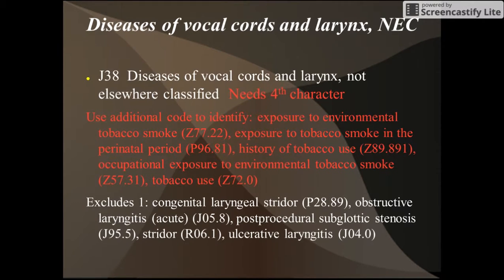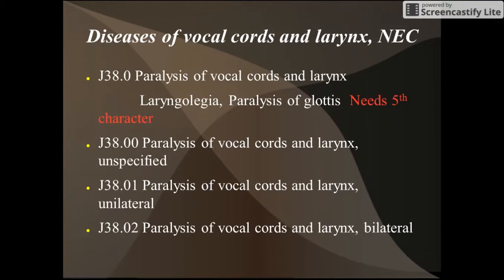J38. This is diseases of vocal cords and larynx, not elsewhere classified. Again, we're going to need a fourth character and a code to identify exposure to tobacco smoke. J38.0 is paralysis of vocal cords and larynx. And that fifth character is going to identify what side is paralyzed or if both are paralyzed. So J38.00, paralysis of vocal cords and larynx, unspecified. J38.01, paralysis of vocal cords and larynx, unilateral. J38.02, paralysis of vocal cords and larynx, bilateral.